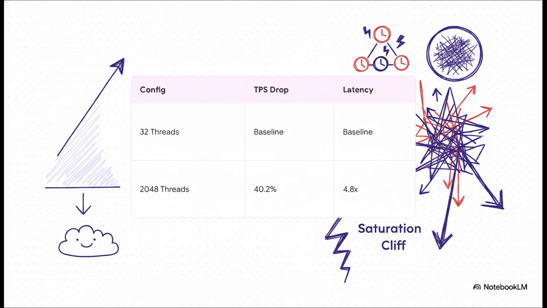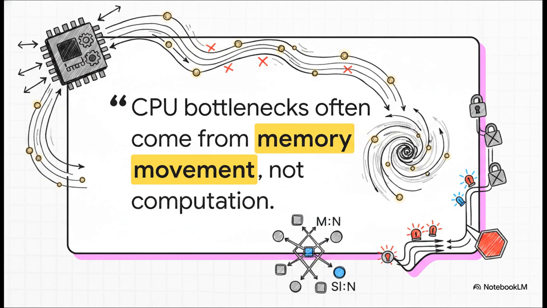Your throughput can plummet by up to 40%, and your latency explodes, becoming nearly 5 times slower. You are literally burning CPU cycles just coordinating the waiting line. Which brings us to insight number 2. CPU bottlenecks often come from memory movement and coordination, not the actual computation.